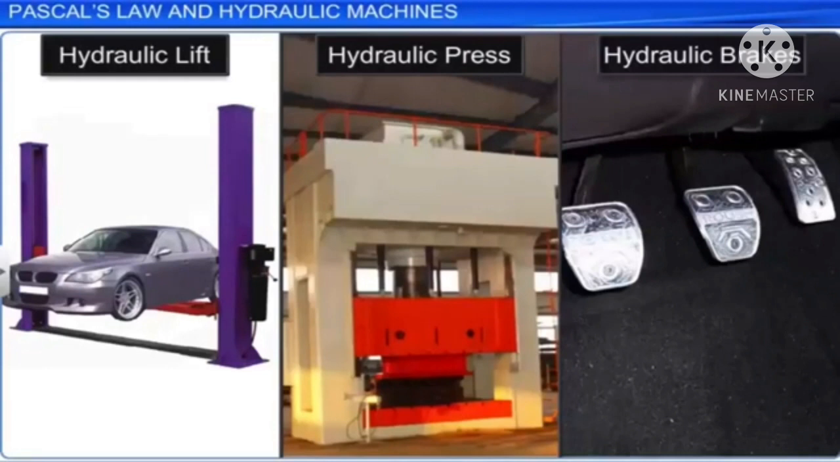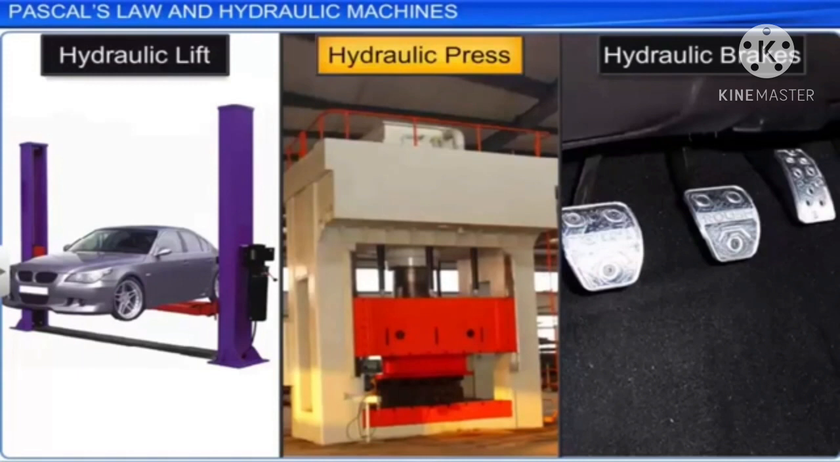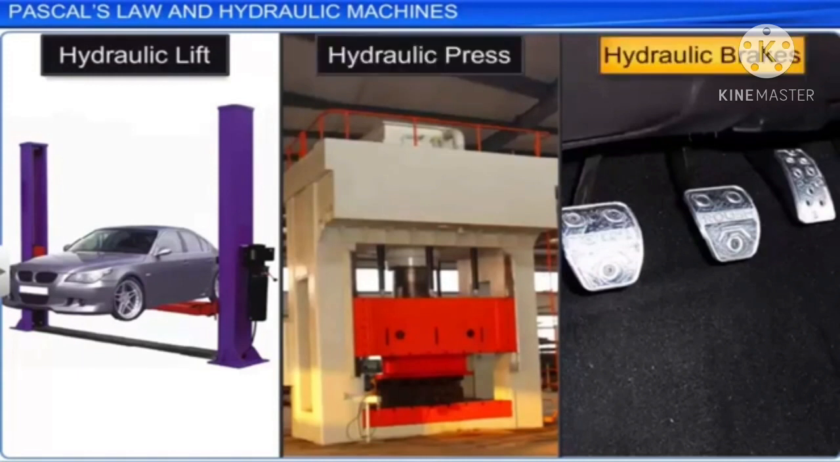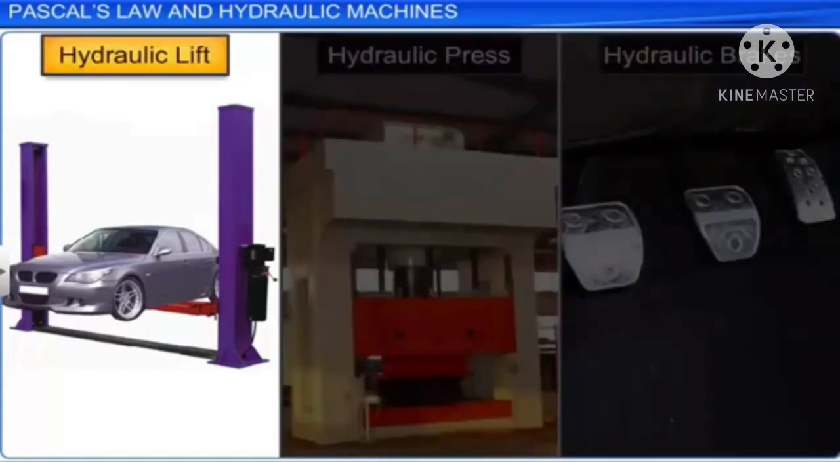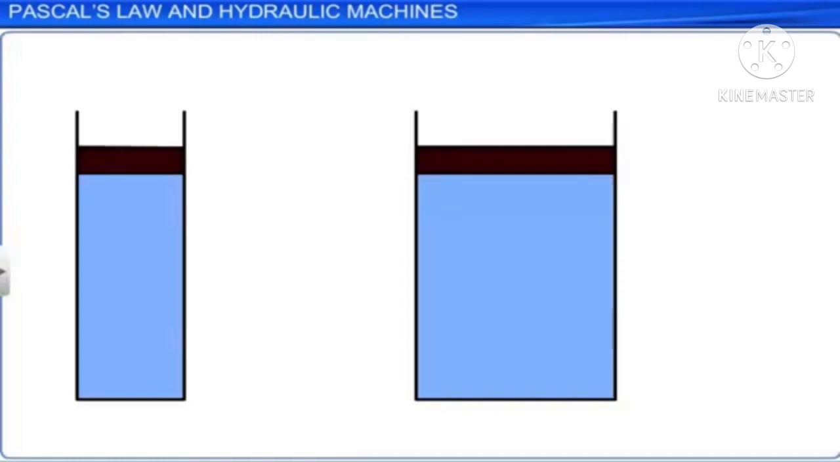A number of devices such as a hydraulic lift, hydraulic press, and hydraulic brakes work according to this law. Let us look at each of them in detail. A hydraulic lift is used to lift or support heavy objects. It consists of two cylinders fitted with airtight pistons of varying cross-sectional areas.